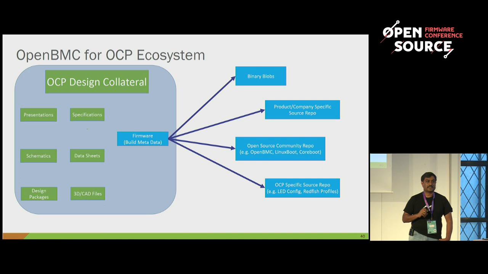As a last slide, I would like to show how OpenBMC fits into the OCP ecosystem. OCP is where people are coming together and sharing their hardware designs. When you look at the OCP design collateral, you have schematics, specifications, presentations, even 3D CAD models, which allow you to build an entire server or storage system that we open source. But what it doesn't give today is the firmware. Without the firmware, you cannot even boot up.